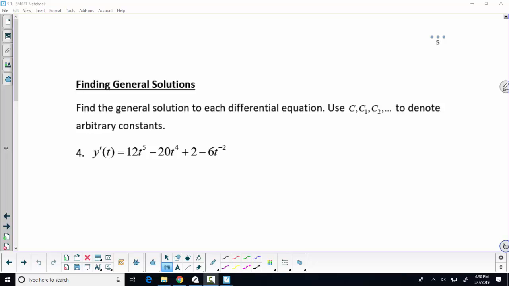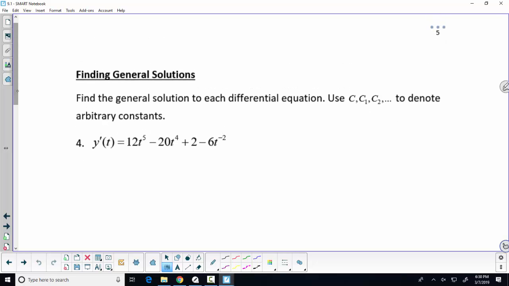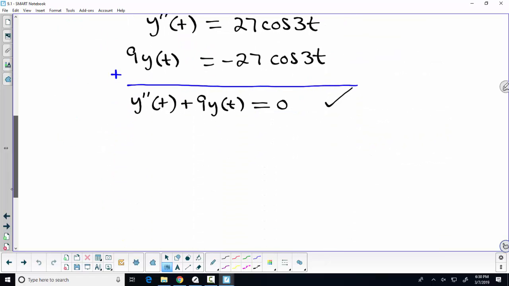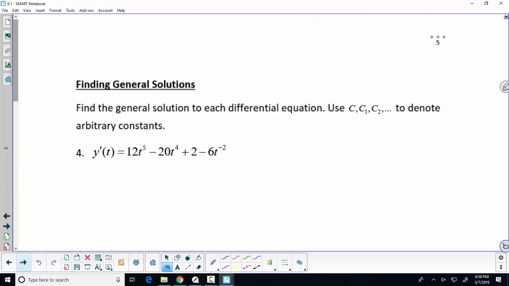So we were in 9.1. The last example we looked at was verifying solutions to the initial value problem. Now what we want to look at is how we find general solutions to a differential equation such as this. And then we'll look at a couple of initial value problems. Okay.